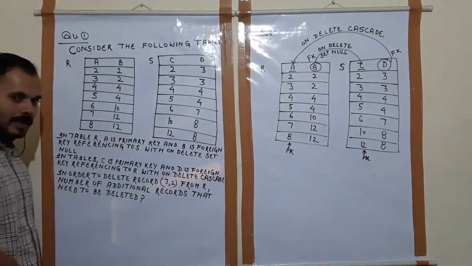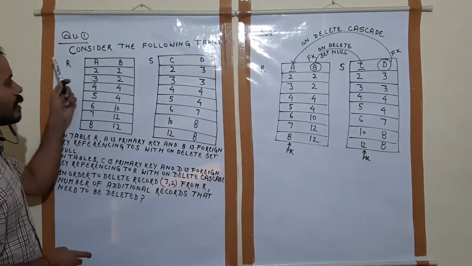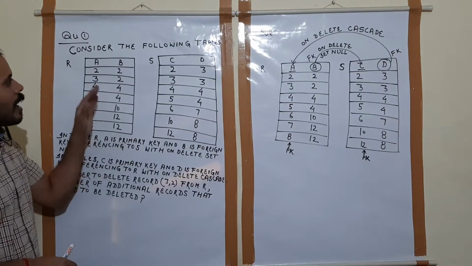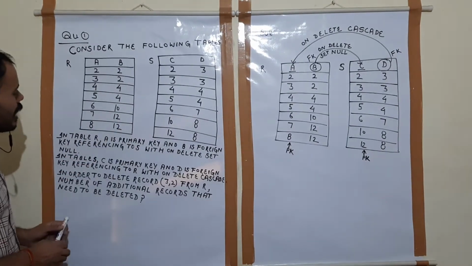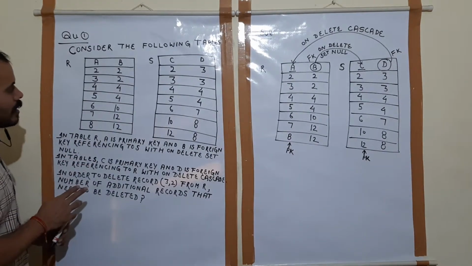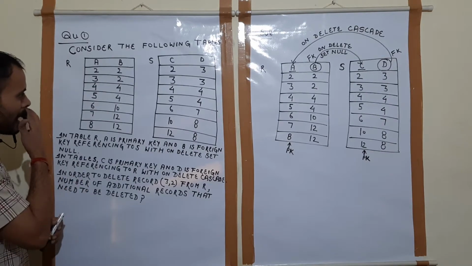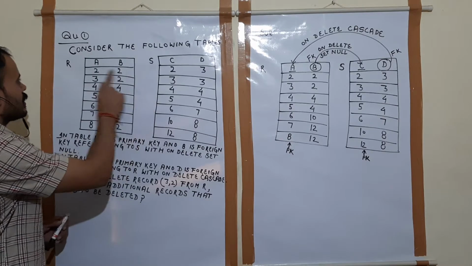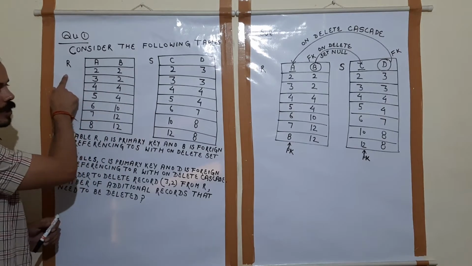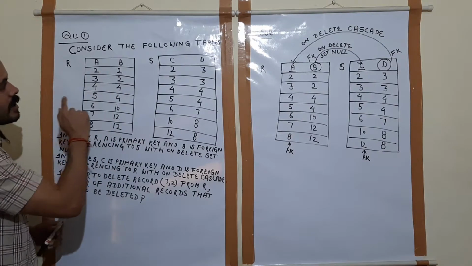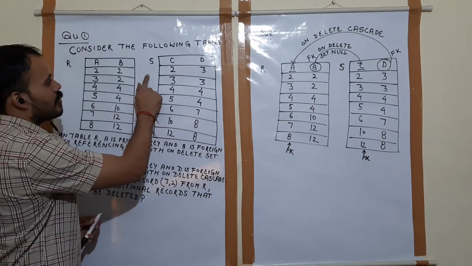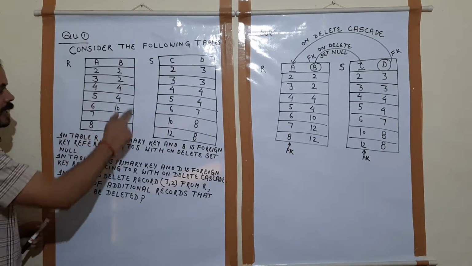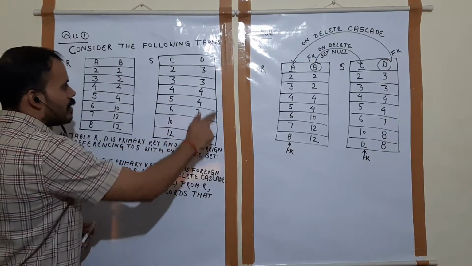Let's see example 1, question 1. Here consider the following tables. Here we have given two tables, table R and table S. Table R contains two attributes A and B. Table S contains two attributes C and D, and their values are given in the table.